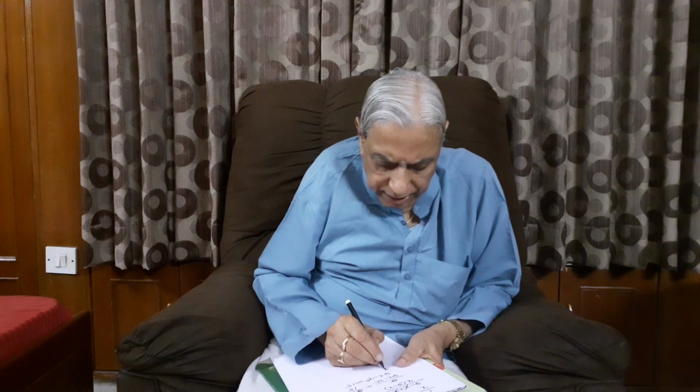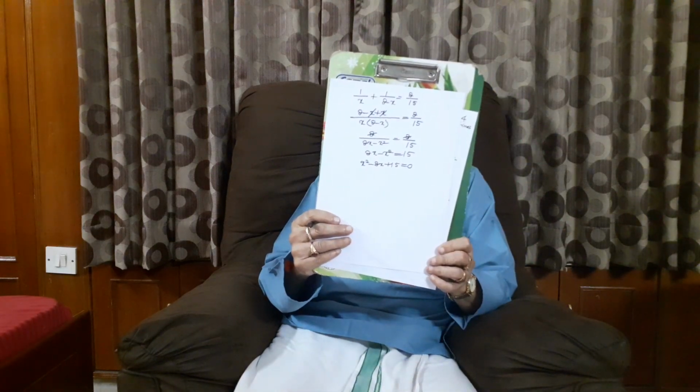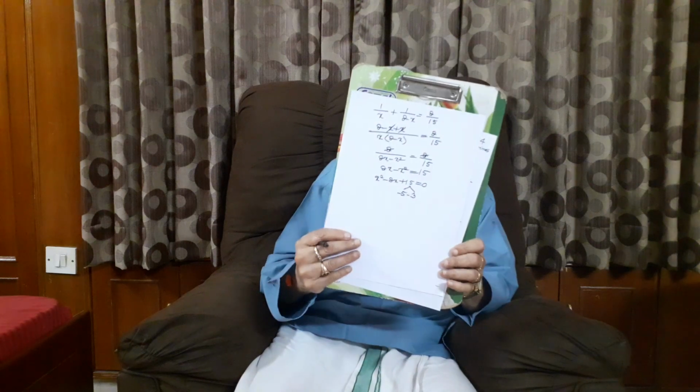Bring it to the standard form there. Take it to the right side. x squared minus 8x plus 15 equals 0. Understood? x squared minus 8x plus 15 equals 0. Split that 15: 5 times 3 is 15, minus 5 minus 3 comes. So x squared minus 5x minus 3x plus 15 equals 0. Group them and factorize. x into x minus 5, minus 3 times x minus 5 equals 0.